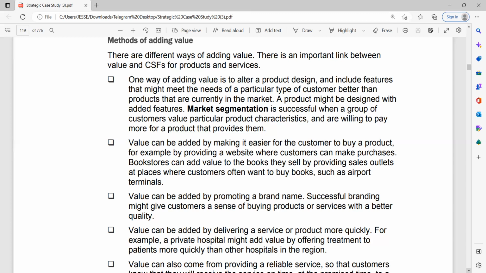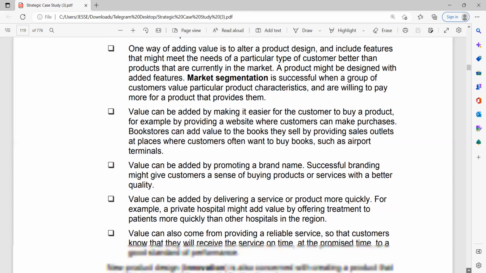That's adding value. You can also add value by promoting a brand name, right? When you promote a brand name, it gives customers a sense of buying a product that is of a better quality. You can also add value by delivering a service quickly, right? So for example, if I buy, that's one of the things that Amazon is good at. If I buy a product, what is the turnaround time in terms of when I will get it? That's also value addition.